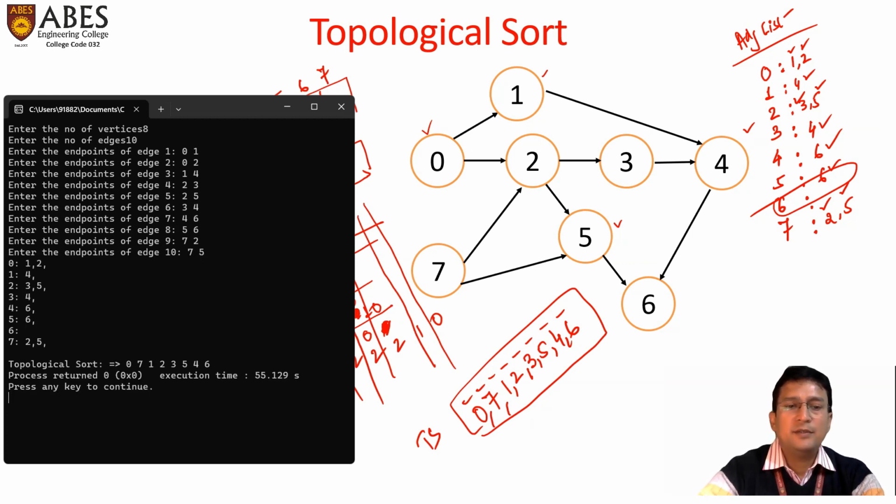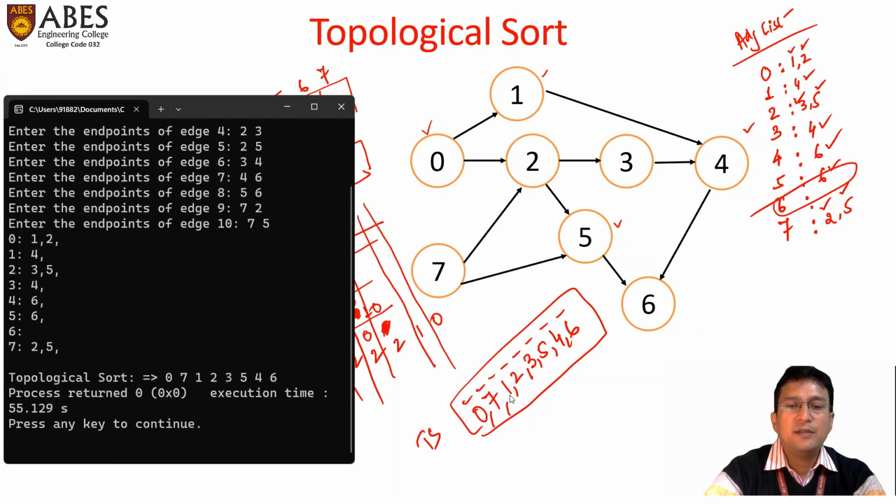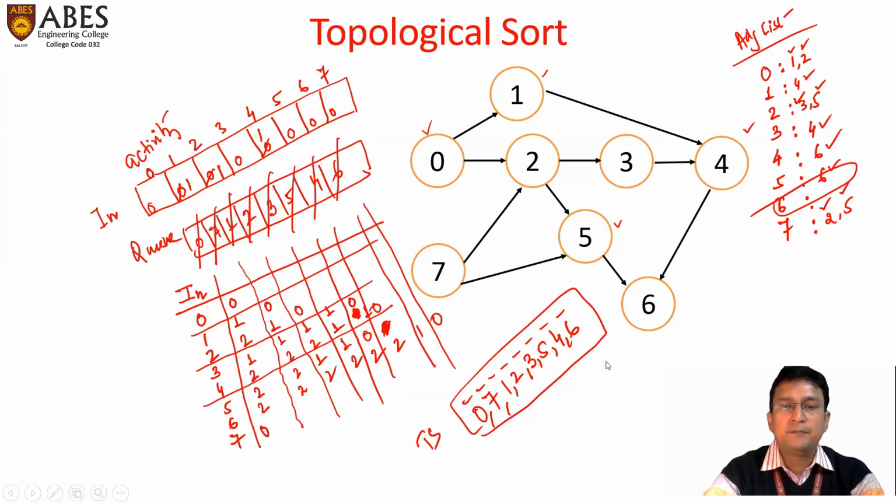So you can just check that the order which is given, 0, 7, 1, 2, 3, 5, 4, 6, is the same as the order that we have actually found. So I think that we have run this program correctly.